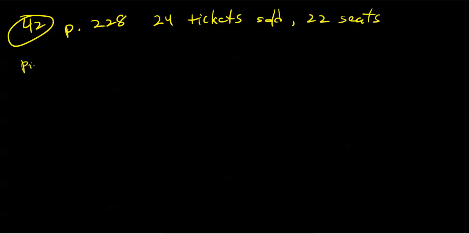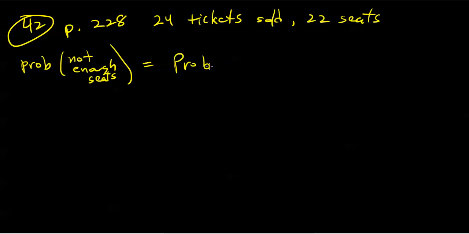So let me write this out. The probability of not enough seats, well, that's equivalent to the probability that either 23 people show up or 24 people show up. Let me write it this way. The probability of not enough seats is the probability that 23 or 24 show up for the flight. Okay?